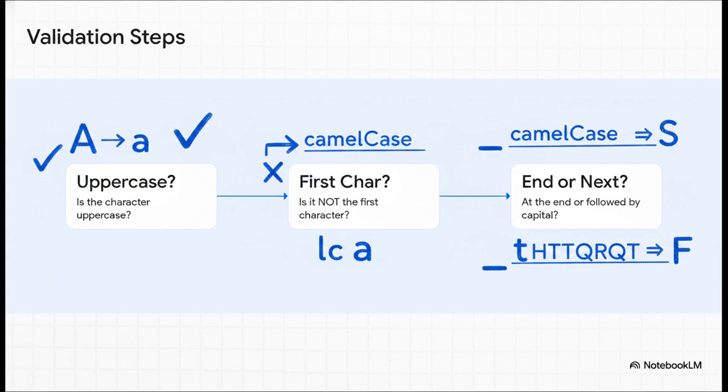We ask, is this uppercase letter sitting at the very end of the string, or is the next character also an uppercase letter? Because if either of those is true, it means the string is breaking standard camel case rules, like having a random trailing capital or two capitals just jammed together. If it breaks those rules, we instantly invalidate the string and just return the original. It's only if it passes absolutely all of these checks that we finally insert the underscore.